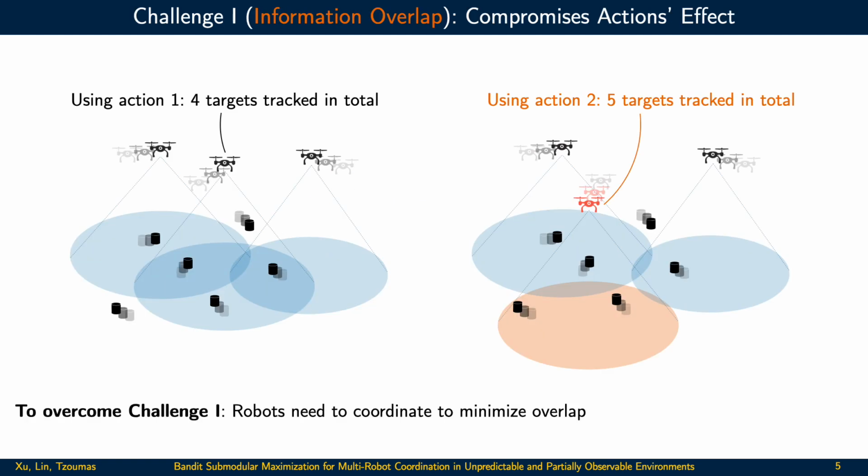The first challenge here is that, for example, if this action 1 is selected, then the drones have a quite large information overlap, which makes some targets covered by multiple drones while leaving some other targets uncovered at all. To overcome this challenge, we desire the drones to coordinate to select actions like this action 2.